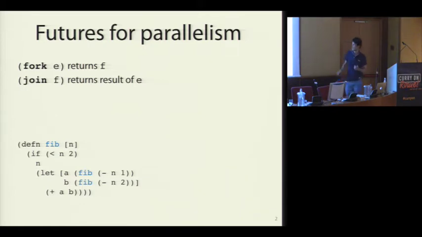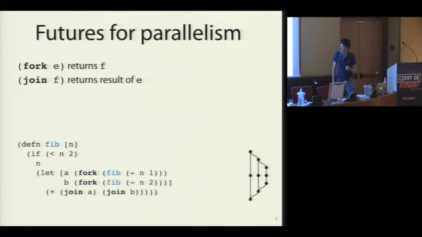that thread. And there you can see a classical Fibonacci function, and by simply wrapping the recursive calls in a fork, this function is executed in parallel.